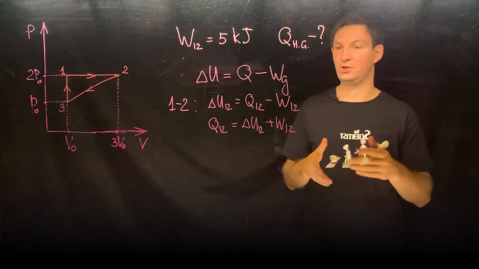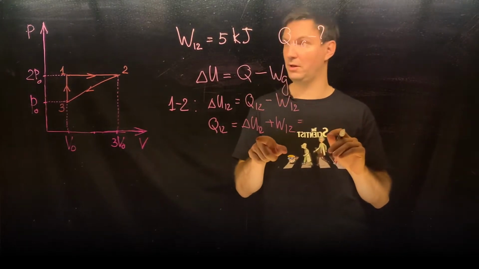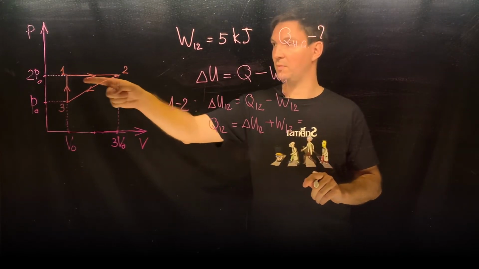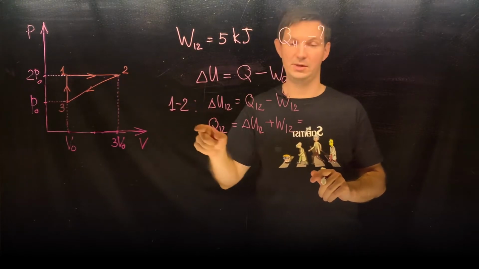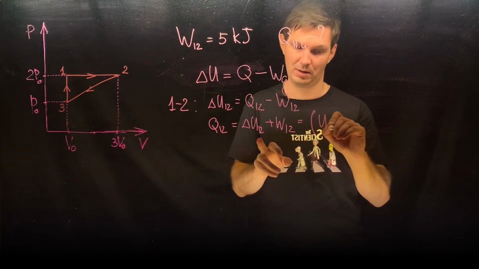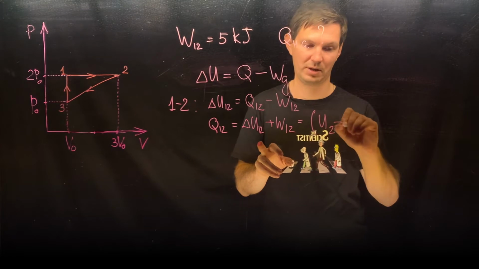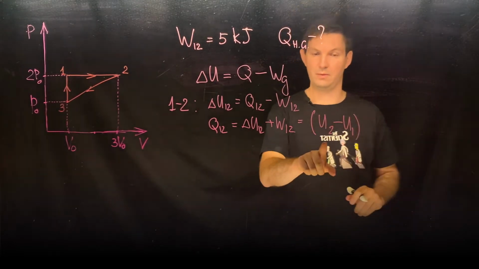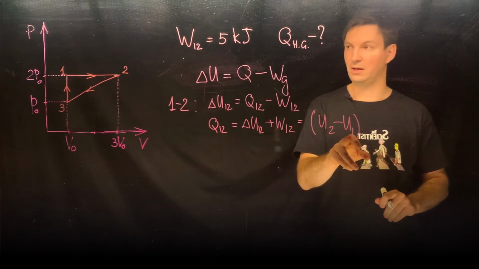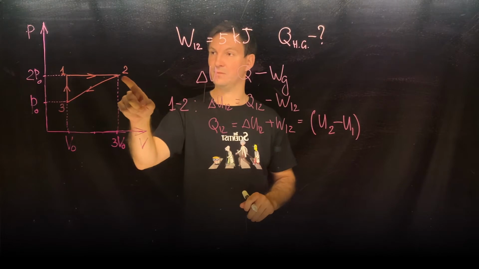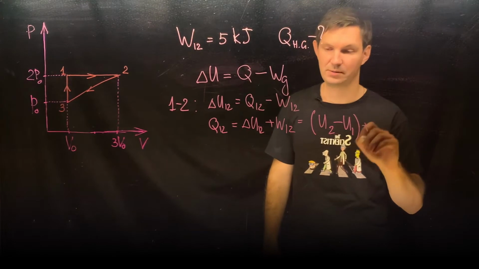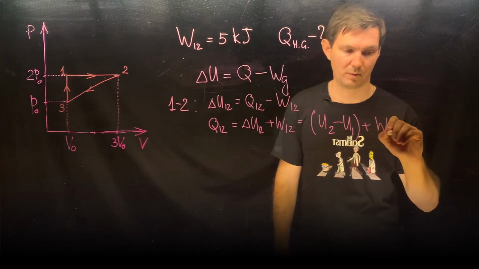Delta means a change in the internal energy of our gas. So gas goes from state 1 to state 2, and the change of internal energy is U2 minus U1. Here we must write down the last state minus the first state, number 1, plus work W12.